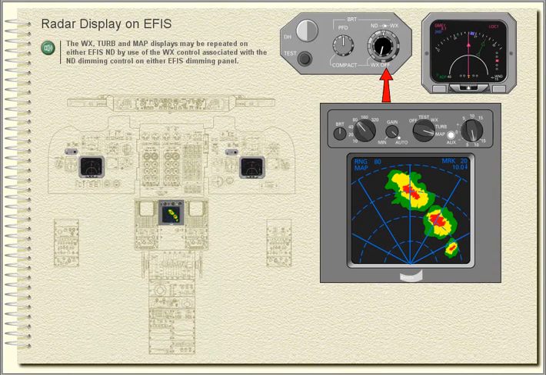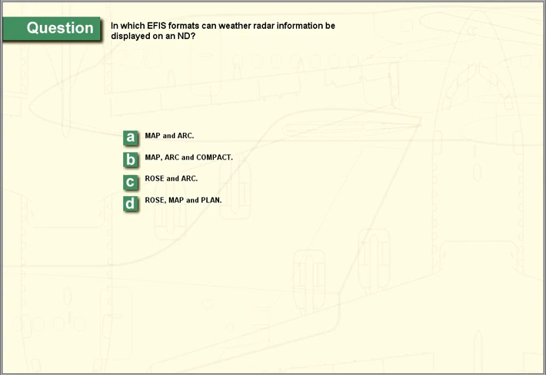Radar display on EFIS. The weather, turbulence and map displays may be repeated on either EFIS ND by use of the weather control associated with the ND dimming control on either EFIS dimming panel. In which EFIS formats can weather radar information be displayed on an ND?